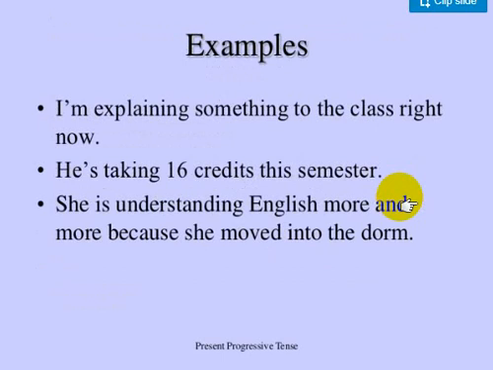I am explaining something to the class right now, something happening now. He is taking 16 credits this semester. She is understanding English more and more because she moved into the dorm. Okay, the verb understand is one of the stative verbs. And when I say stative verb, I mean a verb that talks about a state of something. Here, understand talks about the state of mind. But here in this example, I talk about something that is in progress. She is understanding English more and more. Okay, so her understanding is getting better and better. That's why I use that stative verb in the present continuous.